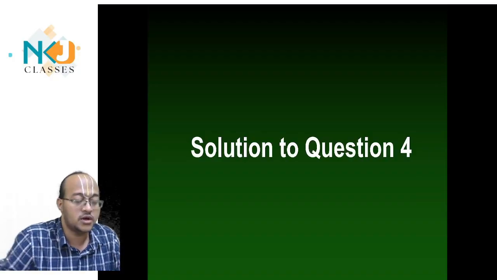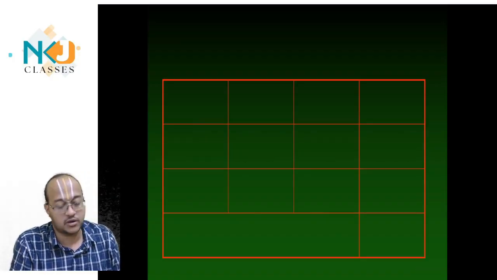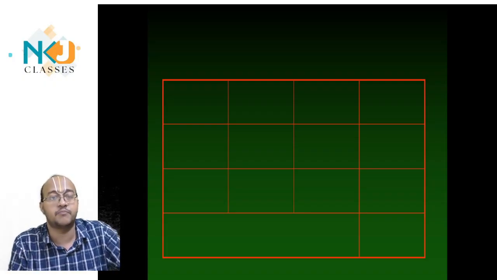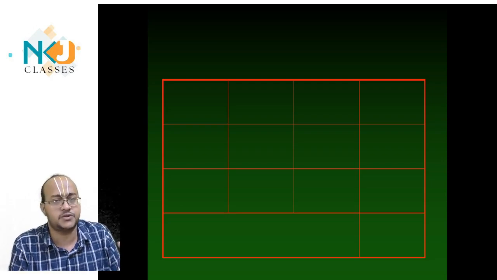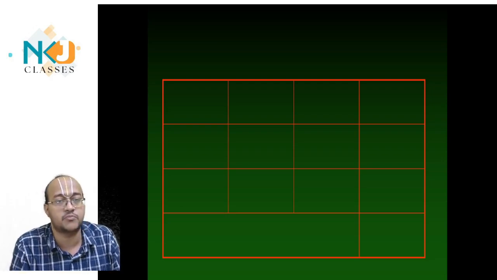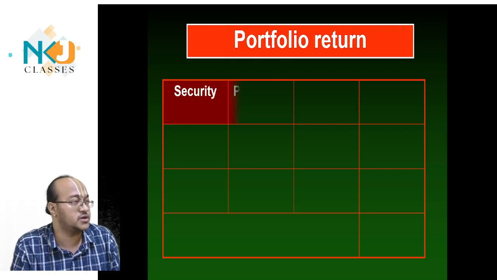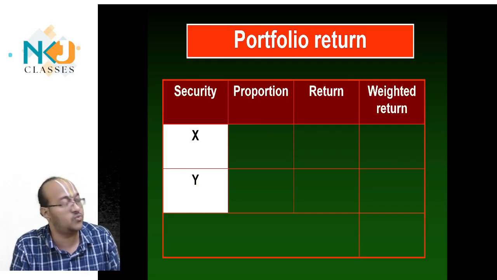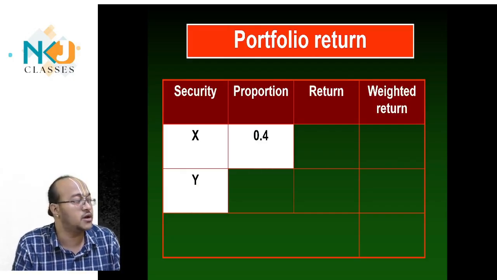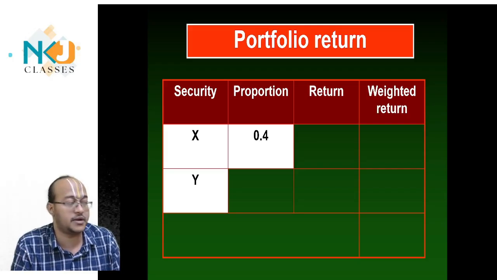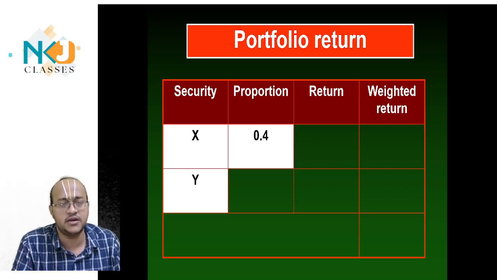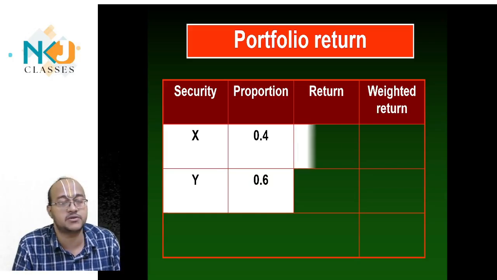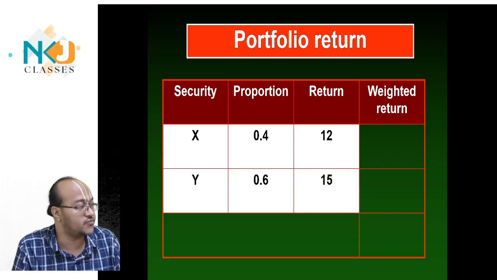We will compute the portfolio return. They have not asked us to compute portfolio return, still we will compute it for practice purposes. How to compute portfolio return? See here: security, proportion, return and weighted return. The securities involved are X and Y. The proportions given are 40% and 60%, which you can write in decimal as 0.4 and 0.6. The return for the individual securities is 12% for X and 15% for Y.